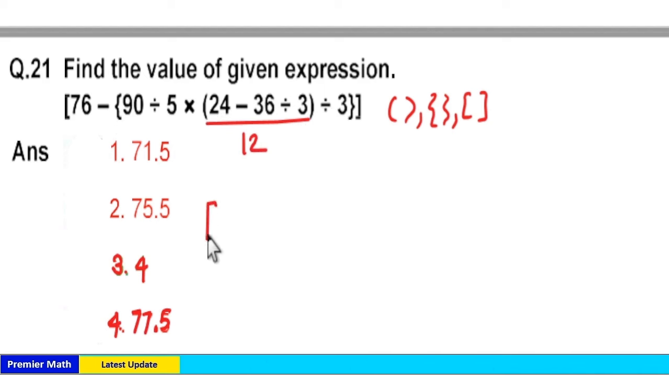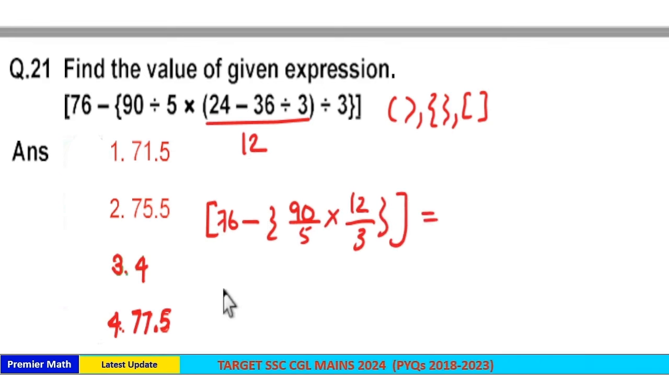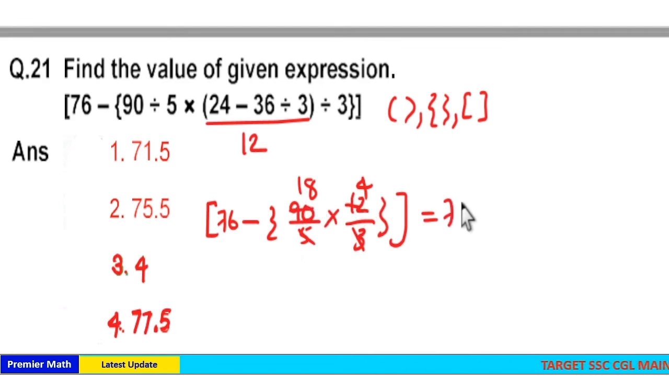That is, here 90 by 5 into, this is 12, 12 by 3. Which is equal to, 3 goes 4 times in 12. 5 goes 18 times in 90. 18 into 4 is equal to 40 plus 32, 72. So, 76 minus 72 is equal to 4. Option 3 is your answer.